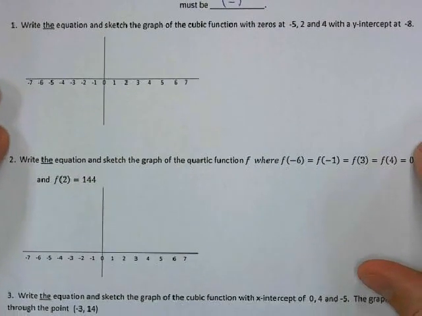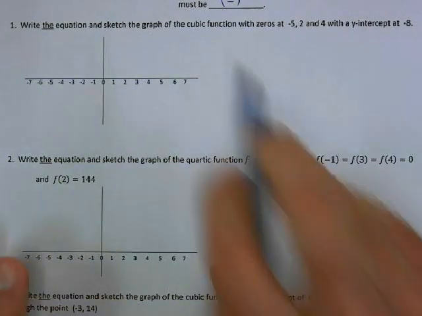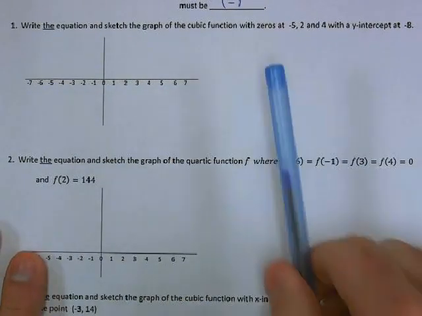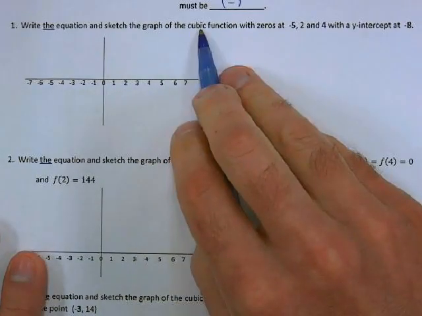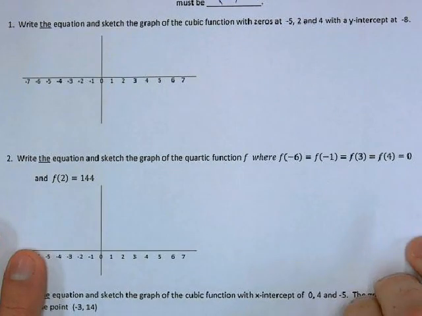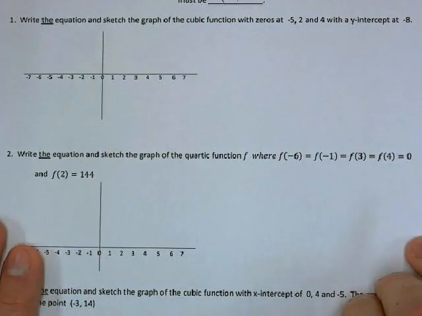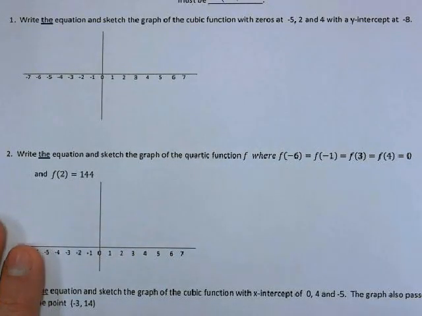All right, number two, similar question. We want to write the equation and sketch the graph of the cubic function. So remember, cubic is to the third power, with zeros at -5, 2, and 4. Since we know it's a cubic function and they gave us these three intercepts, they all have to be to the first power. Because if any of those were higher, second power, third power, whatever, it wouldn't be a cubic function, it'd be too big.